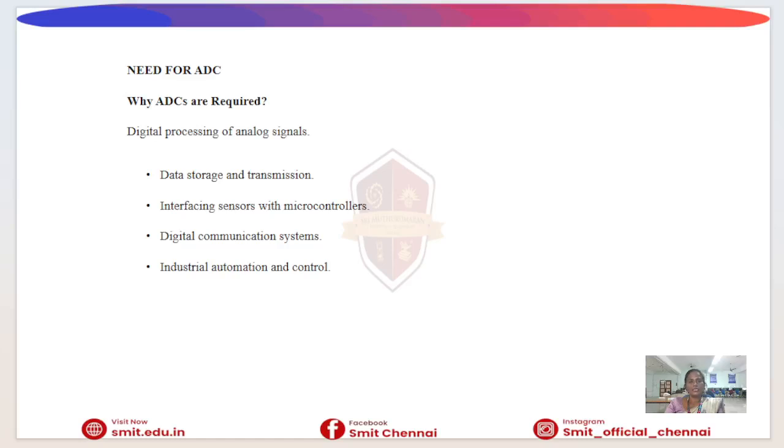Now let us understand why ADCs are required. Modern electronic systems are mostly digital. To process signals from sensors, the analog signal must first be converted into digital data.